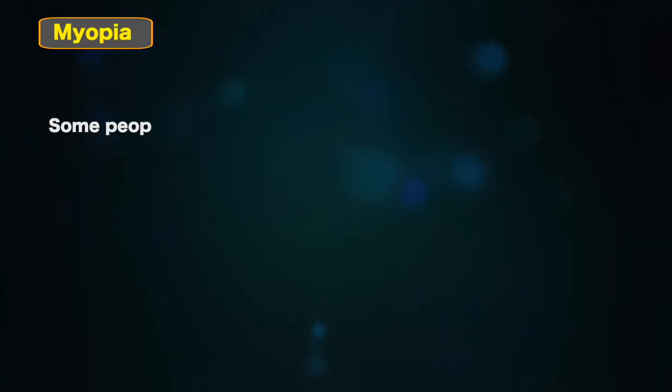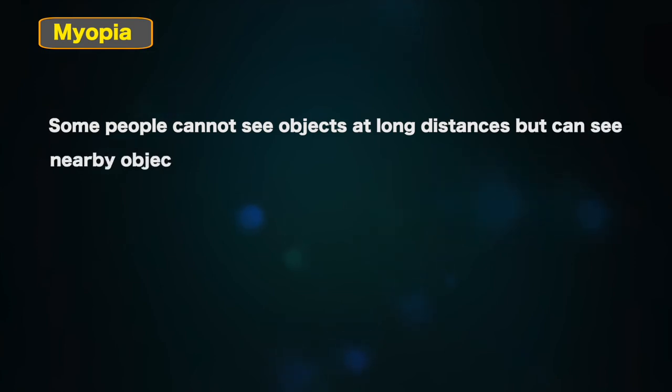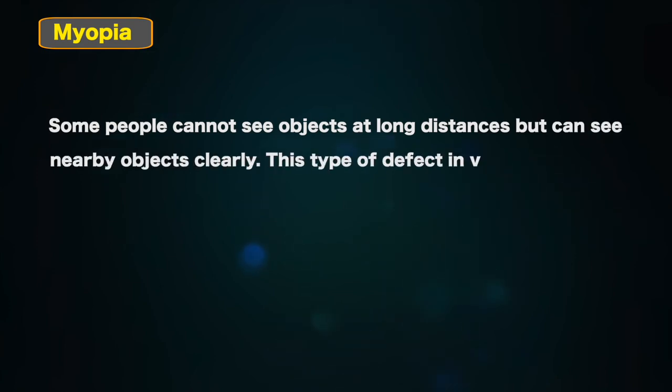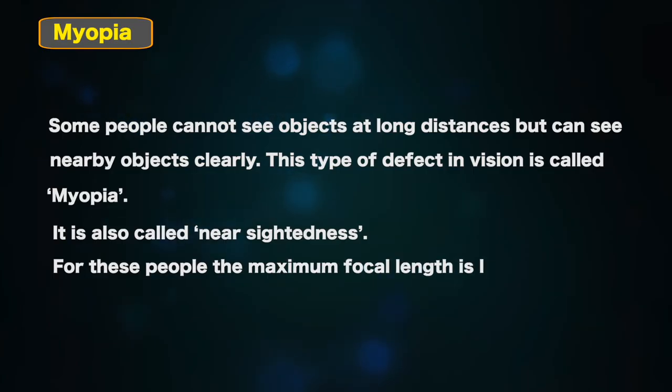Myopia. Some people cannot see objects at long distances but can see nearby objects clearly. This type of defect in vision is called myopia. It is also called nearsightedness. For these people, the maximum focal length is less than 2.5 centimeters.